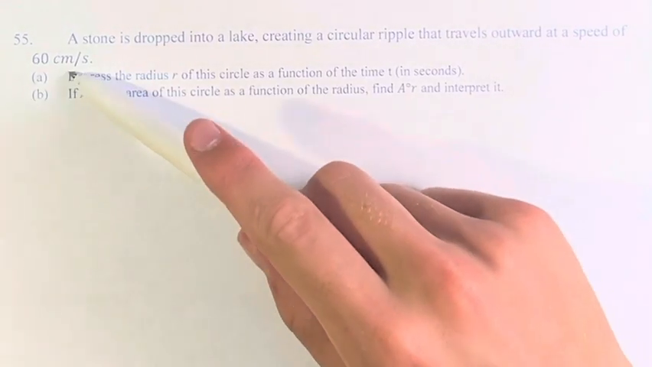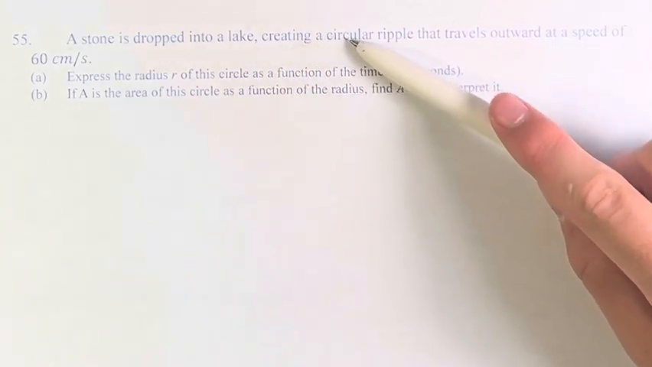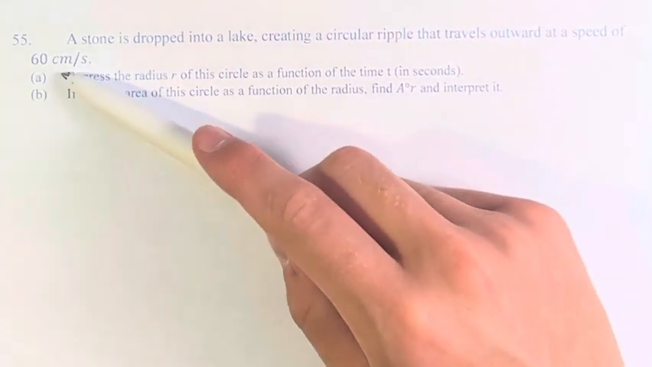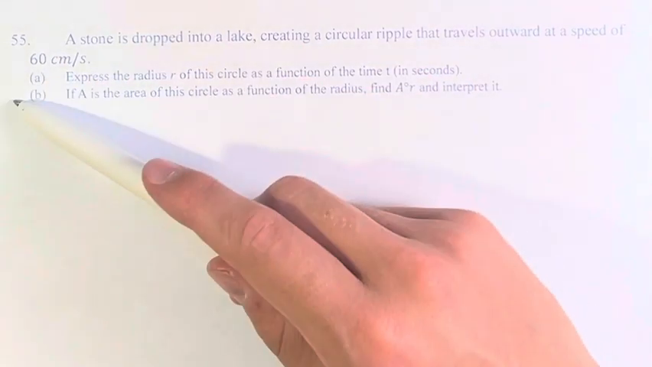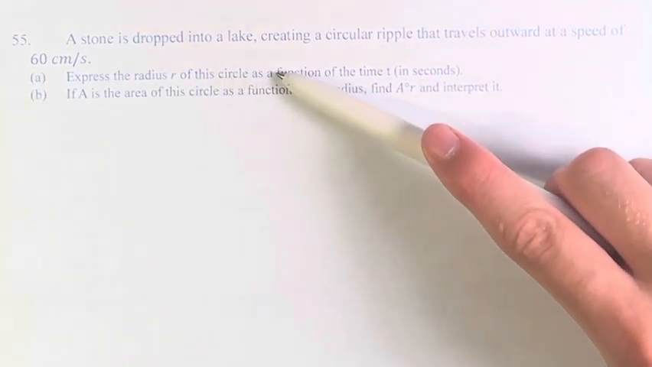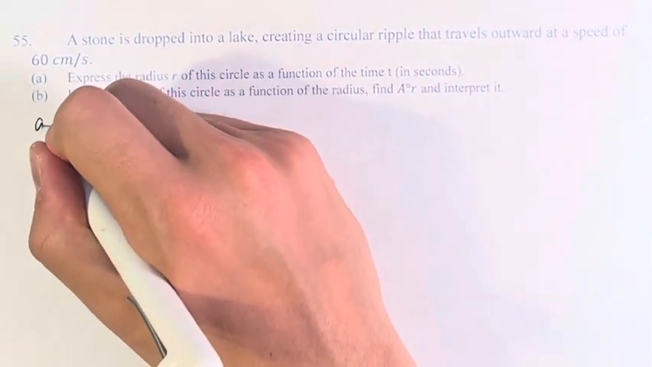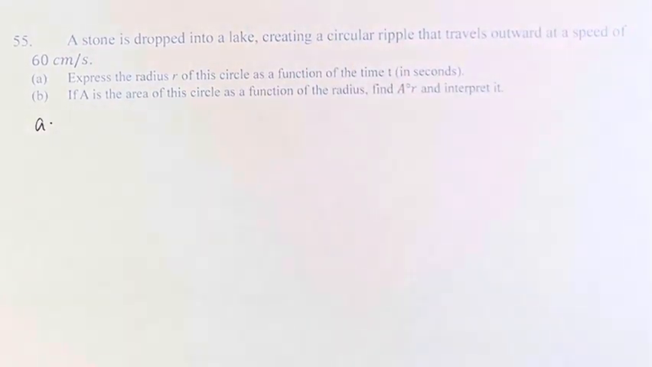In this problem, we're told that a stone is dropped into a lake, creating a circular ripple that travels outward at a speed of 60 centimeters per second. So in part A, we're asked to express the radius r of this circle as a function of time t. So what does that look like?